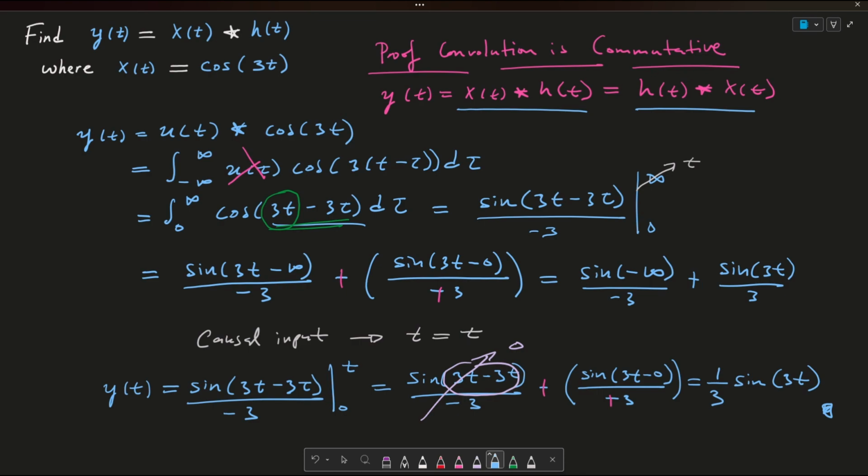Okay, in the next video, what I'm going to do is, instead of using convolution, I'm going to use multiplication using eigenvalues and eigenvectors, which we've studied in the past.